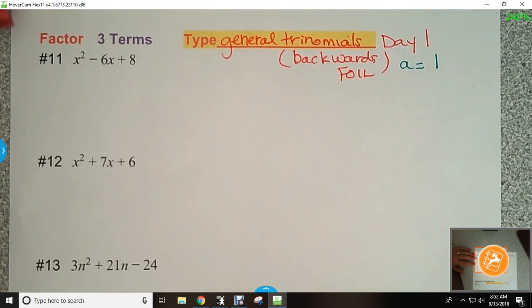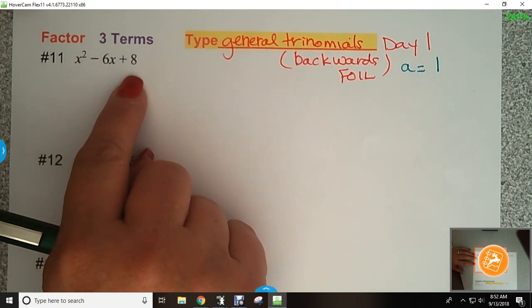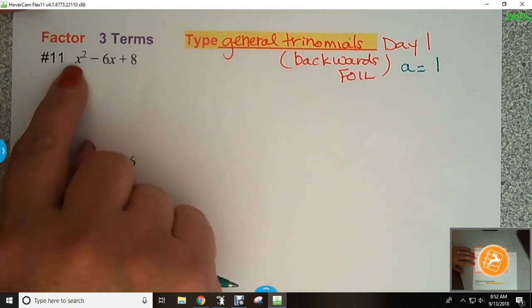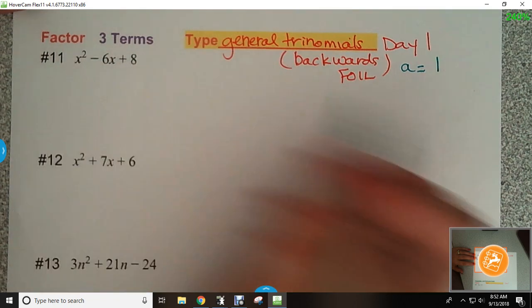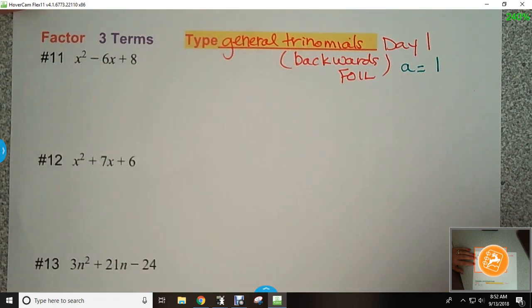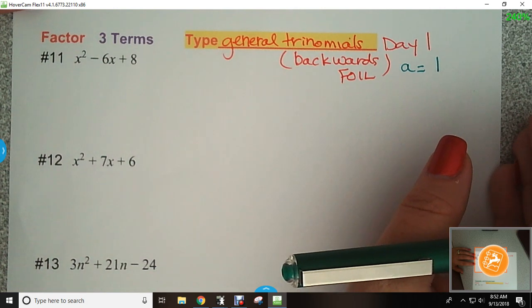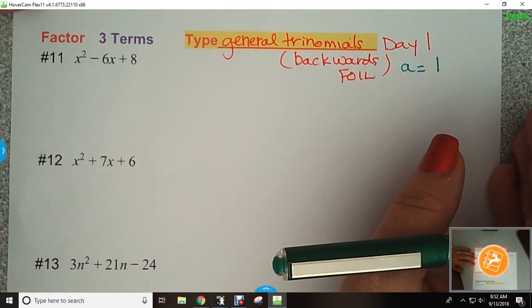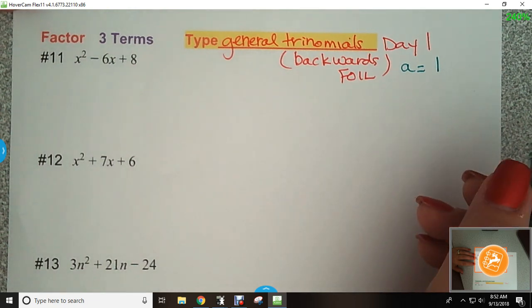Okay, so first thing I want to look at here, I have 3 terms, but do I have a greatest common factor? Well, there's a 1 coefficient here, a -6, and an 8. I can't divide those by anything other than 1, so I don't have a greatest common factor. There's also no x in every term, so I can't do that either. So we're going to go straight to the backwards FOIL.